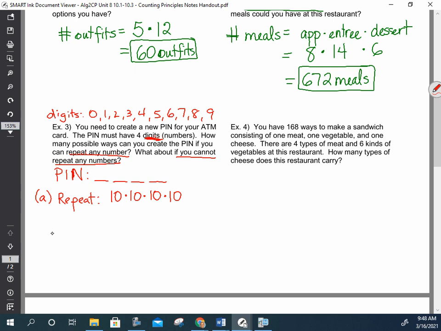So, we've got our 4 possibilities. Now we just multiply them together. So that should be 1 with 4 zeros behind it. So you have 10,000 possible PIN numbers. If you are allowed to repeat the numbers, then you have 10,000 possibilities.